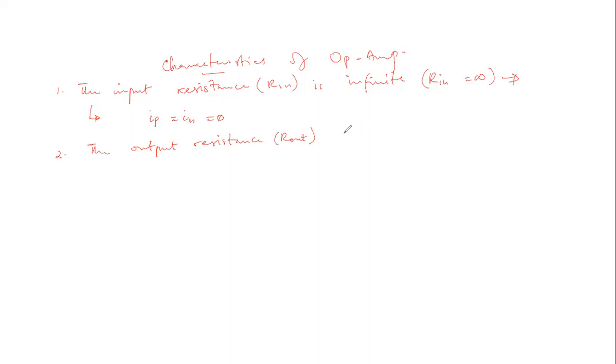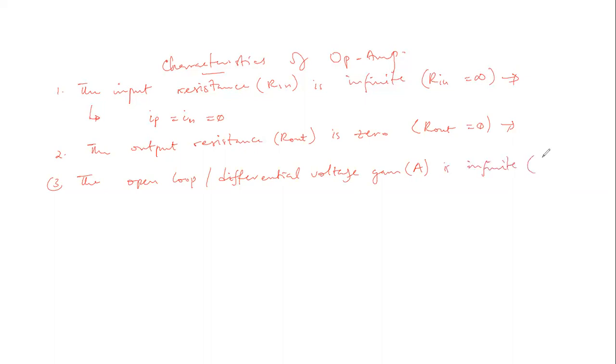The second point is that the output resistance Rout is 0, like we already derived. This will ensure that the amplifier performance is not affected by the load. Also, the open loop gain, or better still, the differential voltage gain, which is designated as A, is infinite, as A is equal to infinity. This will also ensure that the performance of the amplifier is entirely dependent on the input and the feedback.